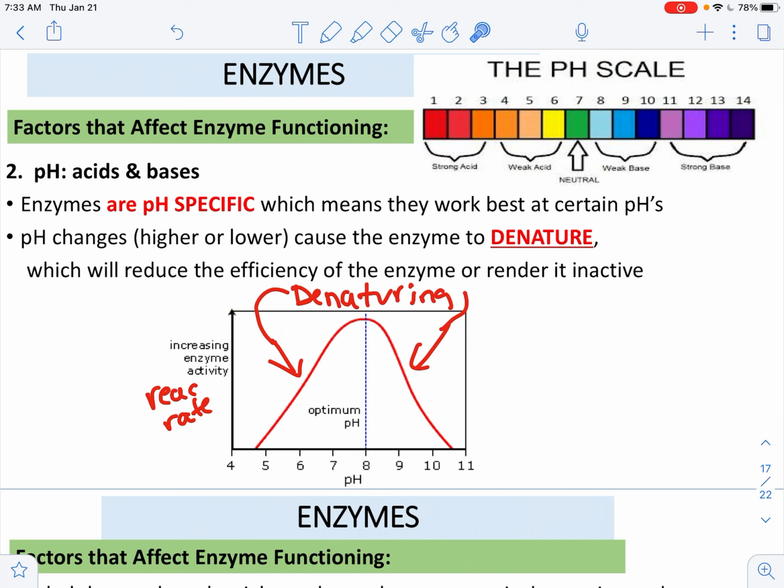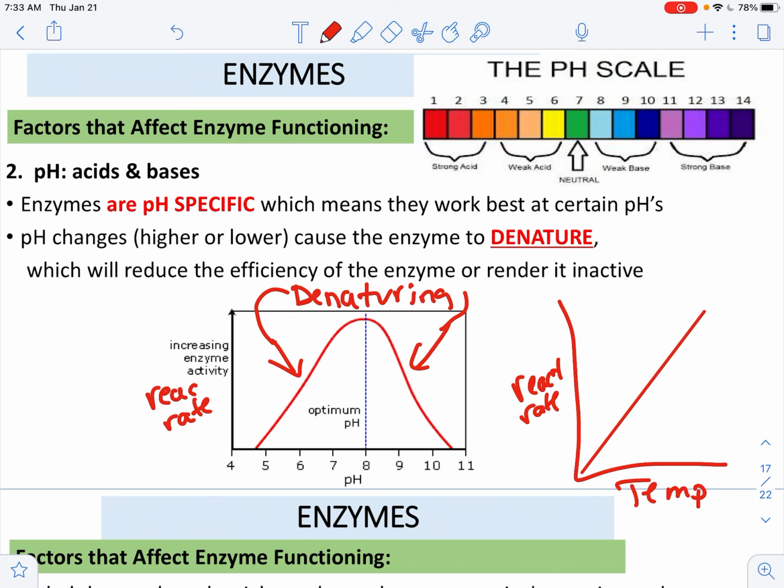Whereas on the temperature graph, okay, let me draw the temperature, if we're doing temperature against reaction rate, it only denatured on the hot side. And also, if you notice, the temperature graph looks a little more like a gradual hill and then a crash. Whereas this is a little more of an equal hill, okay? And remember, on the temperature graph, it's only denaturing on that side of the hill.